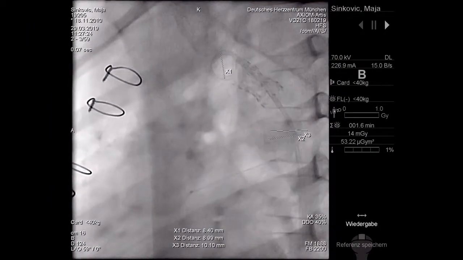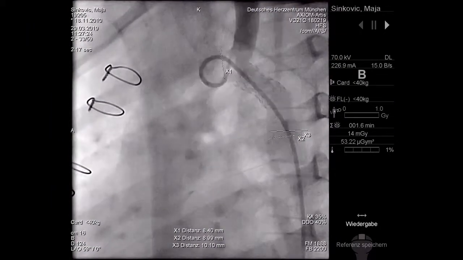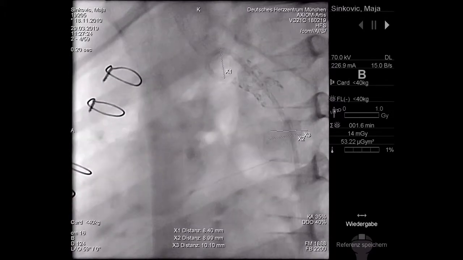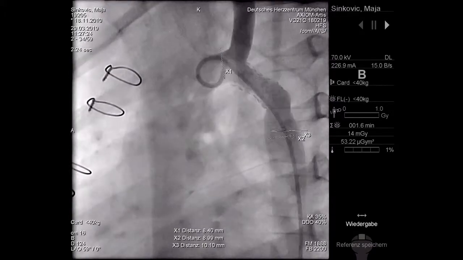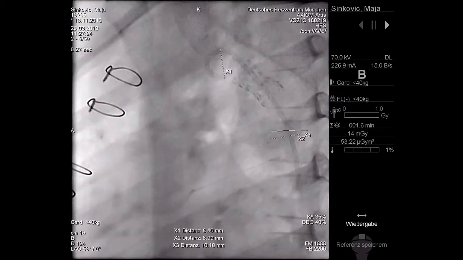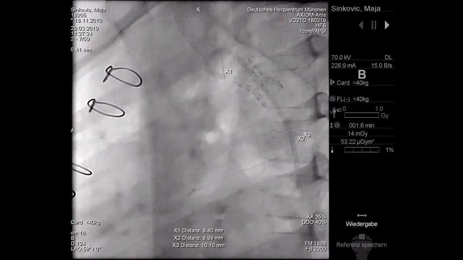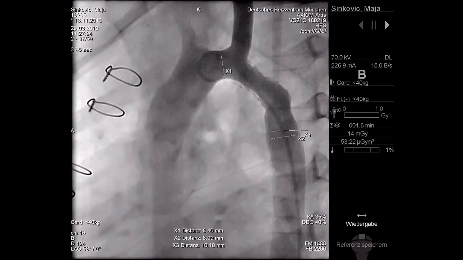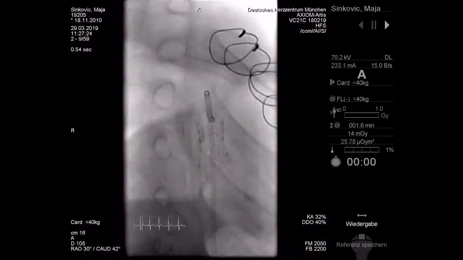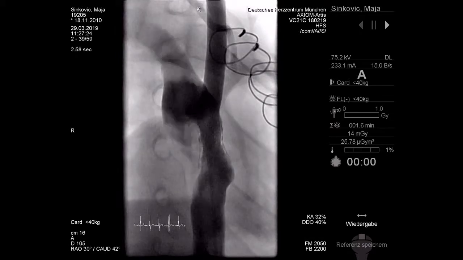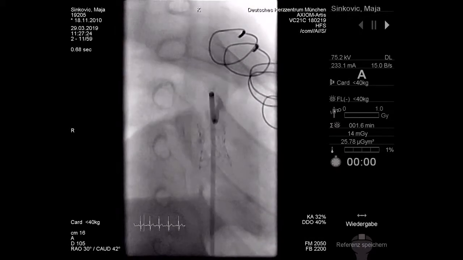Then you see the intimal proliferation, you see the steep angle of the subclavian artery, and what you can see already is that there is a certain aneurysm at the end of the stent from previous dilatations. If we switch now to A, then we can see the intimal proliferation quite well and the aneurysm at the end of the stent.